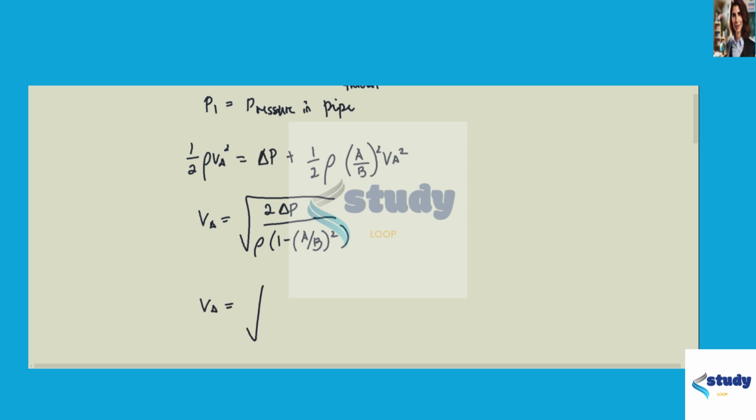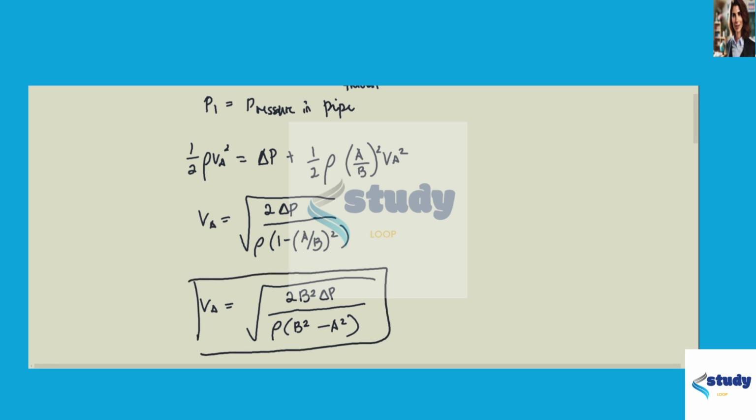So substituting the VB that we got from the continuity equation, we have 1 half rho VA squared equals delta P plus 1 half rho A over B squared VA squared. So for the VA, we have square root of 2 delta P divided by rho 1 minus A over B squared. Therefore, our VA is equal to square root of 2B squared delta P divided by rho B squared minus A squared.